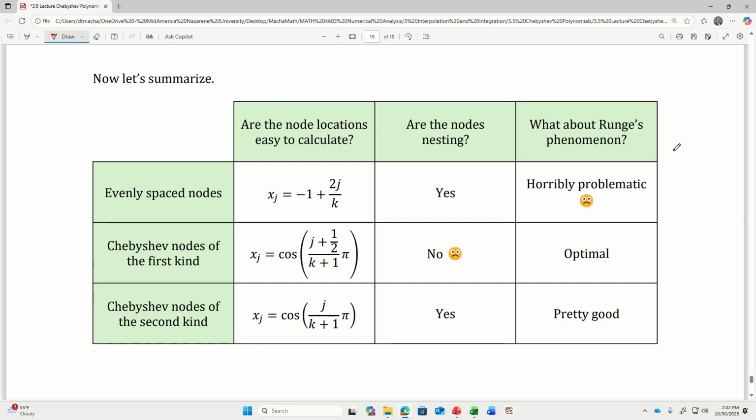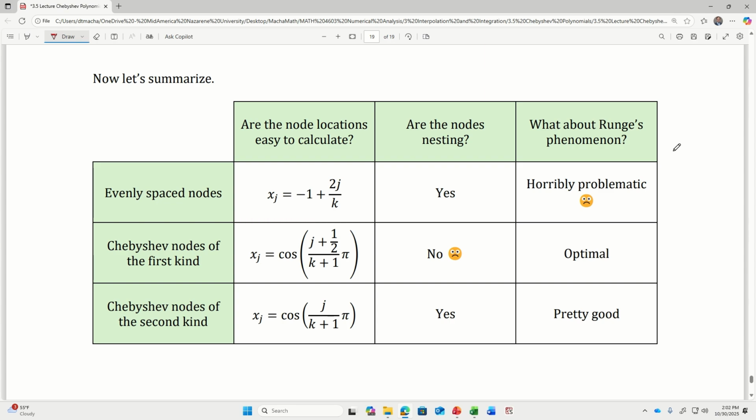The error just actually increases and increases when I increase the number of nodes. We saw with proof that Chebyshev nodes of the first kind are the optimal choice to minimize Runge's phenomenon. And what we'll find is that with Chebyshev nodes of the second kind, it's not as good as the first kind in dealing with those errors, right? Because the first kind is optimal. These are not optimal.